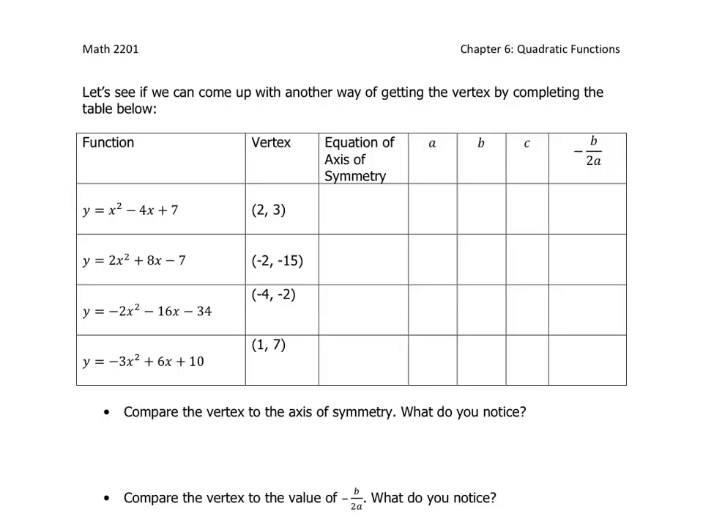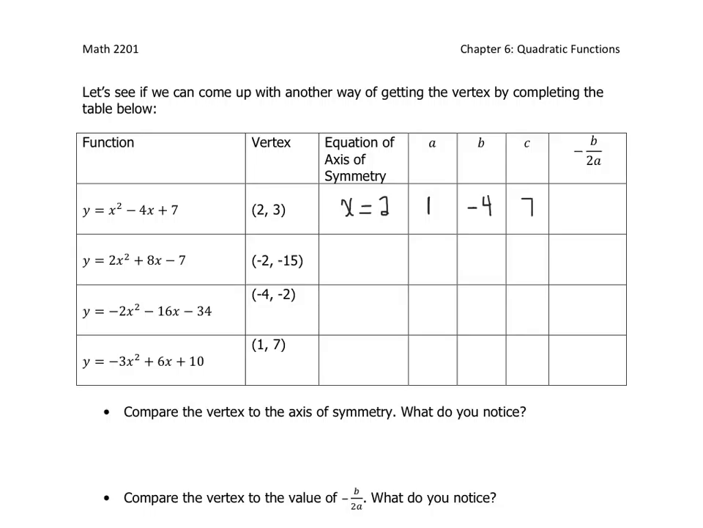So if you know the vertex is (2, 3) for the first equation, that means you know the axis of symmetry has to be x equals 2, because it has to have the same value as the x-coordinate of the vertex. So in this case, a is what's in front of x squared, which is 1. b is what's in front of x, which is -4. And c is the constant, which is 7.